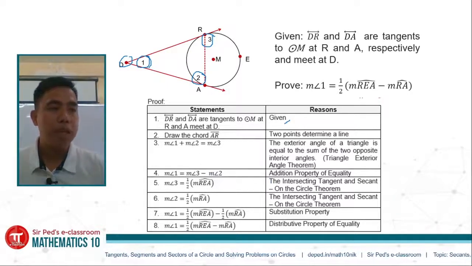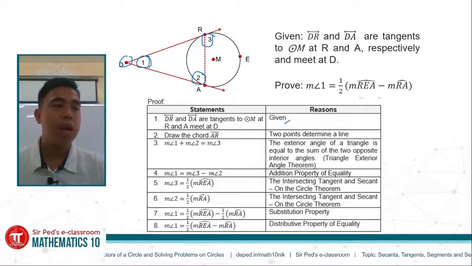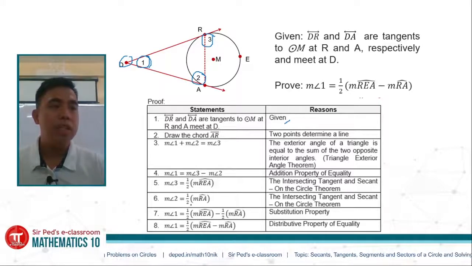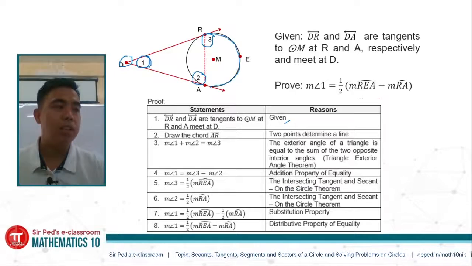By addition property, we add negative the measure of angle 2 on both sides of the equation. So the measure of angle 1 is equal to the measure of angle 3 minus the measure of angle 2. The measure of angle 3 is equal to 1/2 the measure of arc REA. Why? By our previous theorem, the intersecting tangent and secant on the circle theorem. So 1/2 the intercepted arc. So the measure of angle 3 is equal to 1/2 the measure of arc REA.